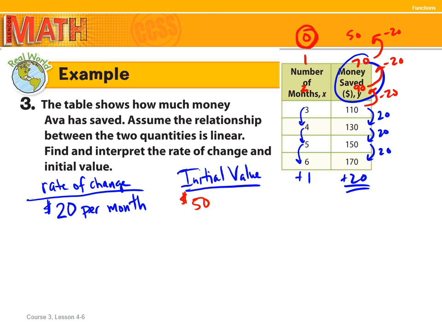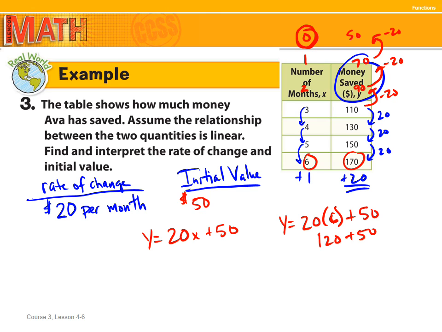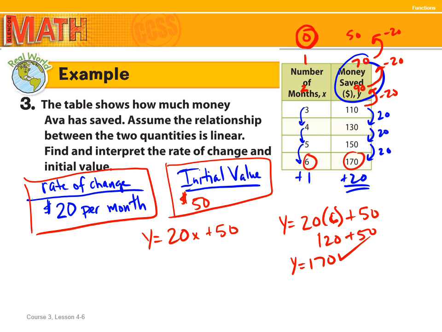We can even write an equation for this. We can say y is equal to $20 per month, or let's use x, plus the initial value 50. Let's check month 6, see if we get 170. Y equals 20 times 6, plus 50. We know 20 times 6 is 120, plus 50. Y equals 170, which is what we need. So the rate of change, $20 per month. Initial value, $50.